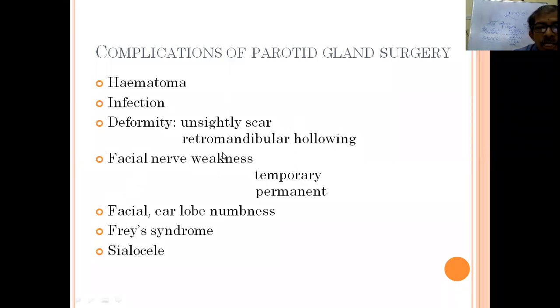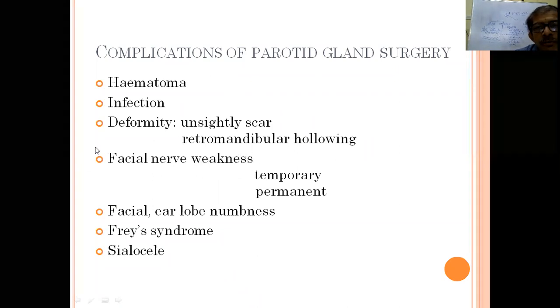Of course, facial nerve weakness. This is the dreaded complication of any parotid surgery. You may be sued if you injure the facial nerve. That's why pre-operatively you have to inform them.